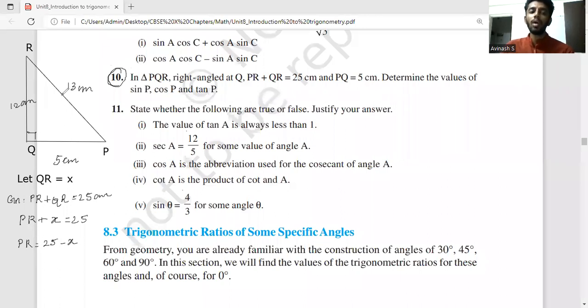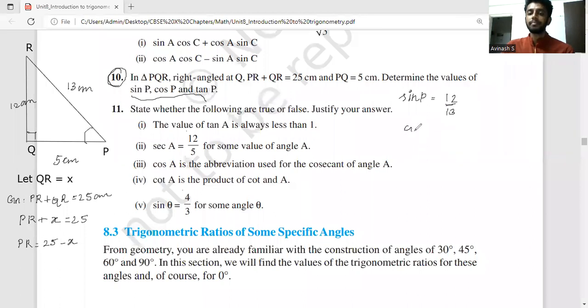Now having gotten all the values, we are able to proceed with the problem wherein they have asked us to find sine P, cos P and tan P. So as you all know, the formula for sine is opposite by hypotenuse. With respect to angle P, the opposite is 12 and the hypotenuse is 13. So the answer will be 12 by 13.